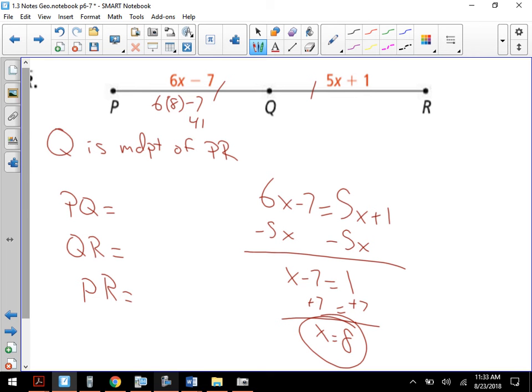And then I do the same thing with the 5 times 8. I get 41. So PQ, 41. QR, 41. And you're done. Okay. Again, the algebra isn't difficult. It's just using that vocabulary of the word midpoint to set it up. Good. I hope so.